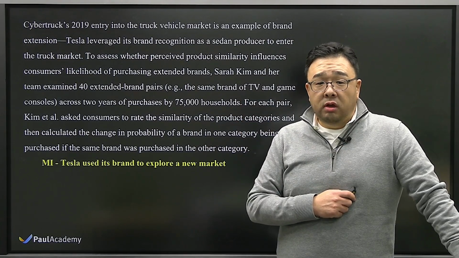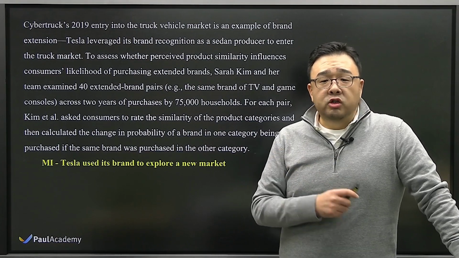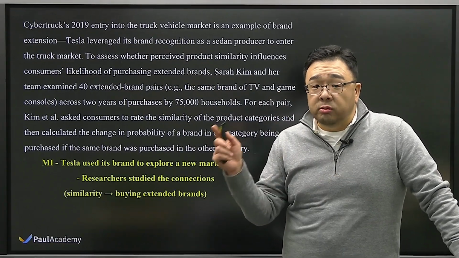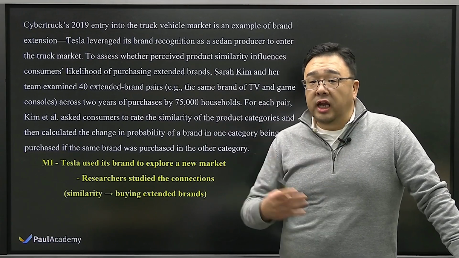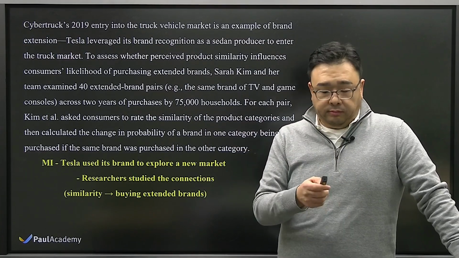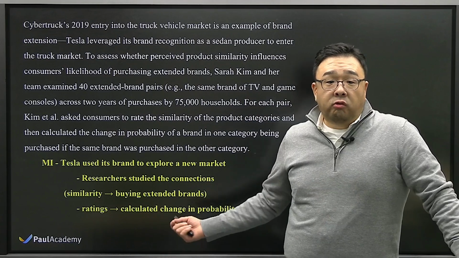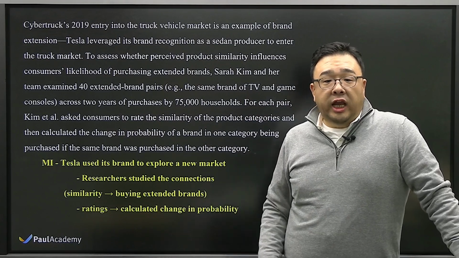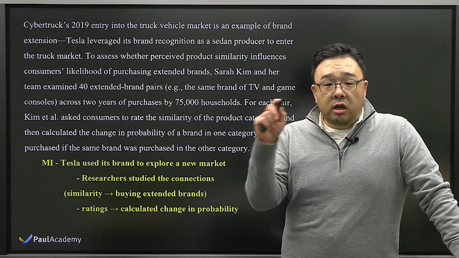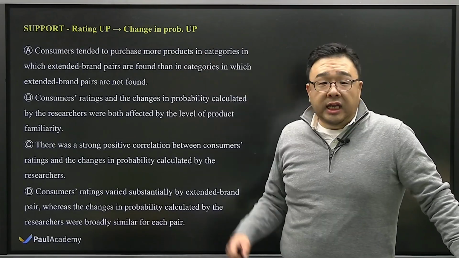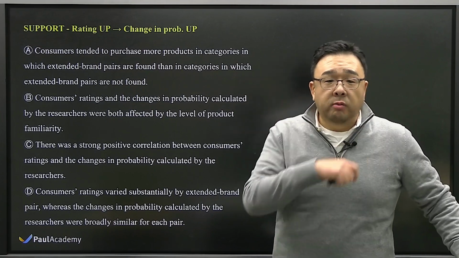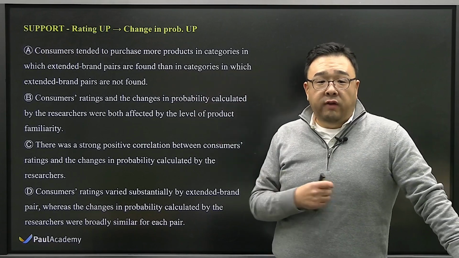The first thing that you should know is that Tesla uses a brand to explore a new market. Second, researchers were trying to study the connections through similarity in the brand pairs and how it led to consumers buying these extended brands. That is done through ratings, and then they calculate the change in probability. Now, knowing these pieces of information, you should be able to construct some kind of supporting evidence: as the rating increases, the change in probability would probably also increase. That would tell me how those causes are related to the effects.